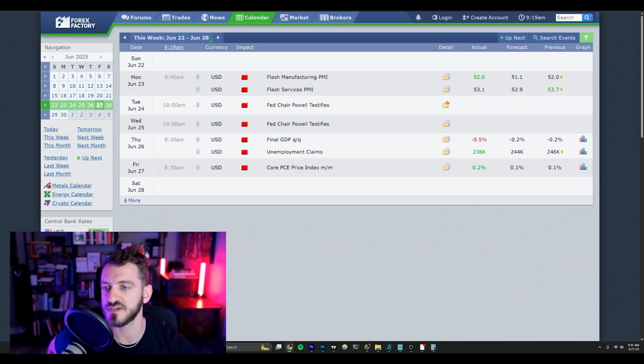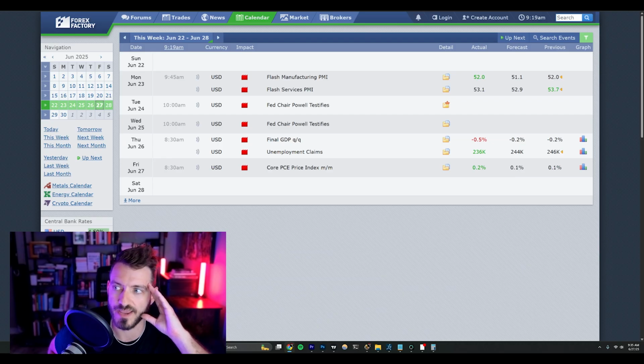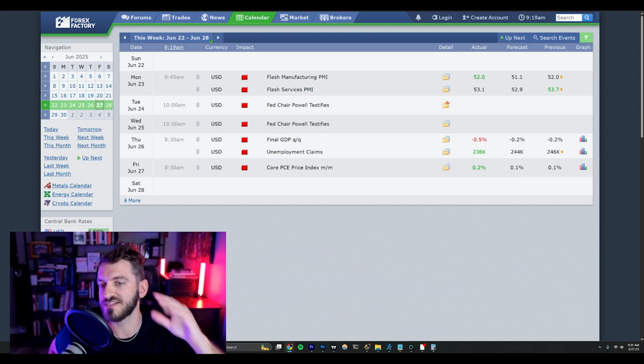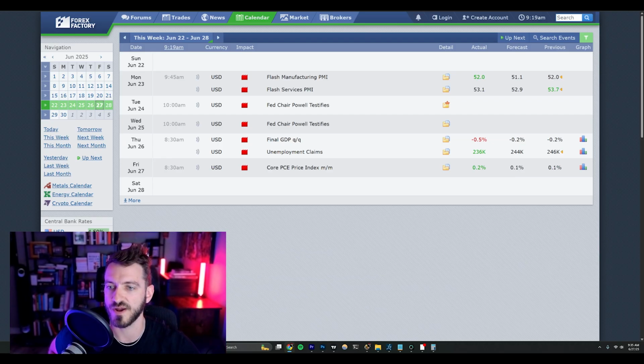Flash services, services are important. They dominate the US GDP. So 53.1 is a good score. It shows expansion. It is down from last month, but that's actually a good thing because this slight cooling could indicate a softening economy in the Fed's eyes. If you're looking at it like you're J Powell, that supports the case for further rate cuts, which is obviously bullish for Bitcoin.